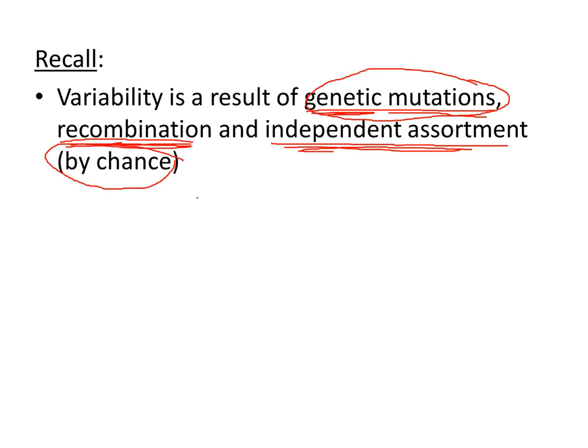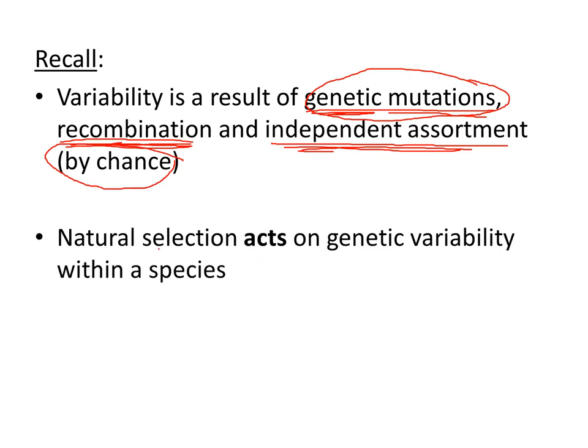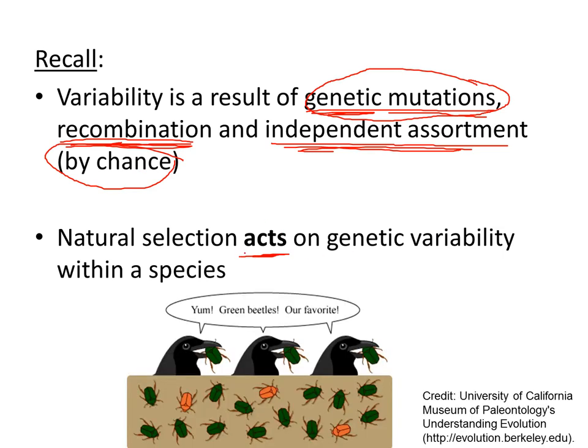Variation is by chance. Natural selection then acts upon that genetic variation that arose by chance, but natural selection will act upon that within a species. The variation is due to chance. Natural selection acts upon the variation.